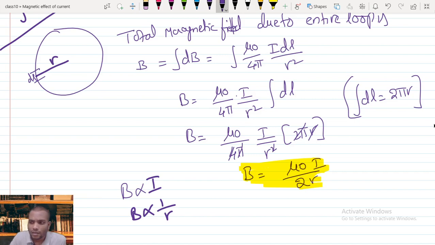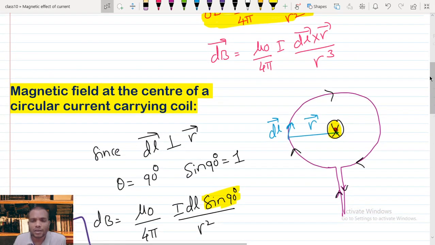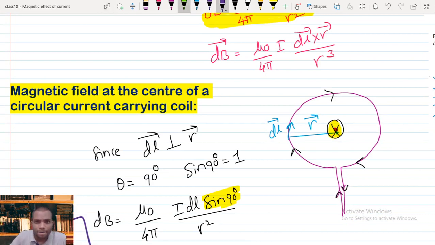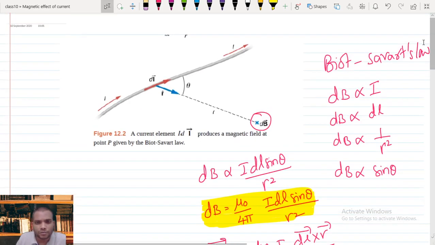So to find the direction at the center, we use the right hand corkscrew rule. So rotate the dl vector onto the r vector, so theta, so that it is clearly visible. So we need to rotate the dl vector over the r vector.